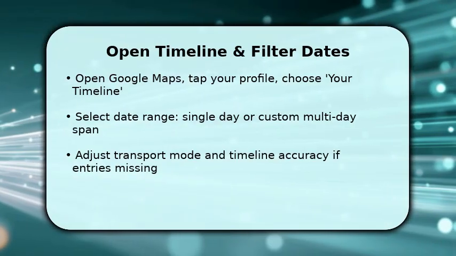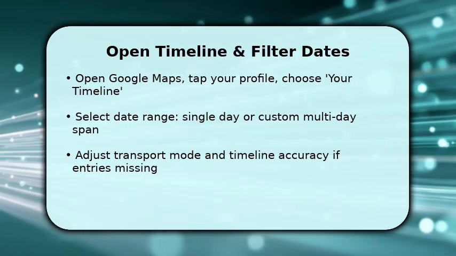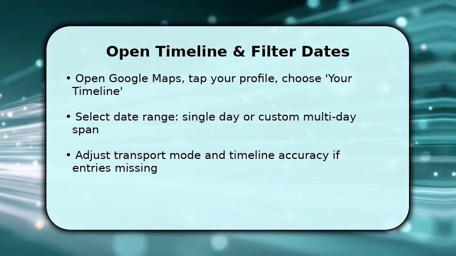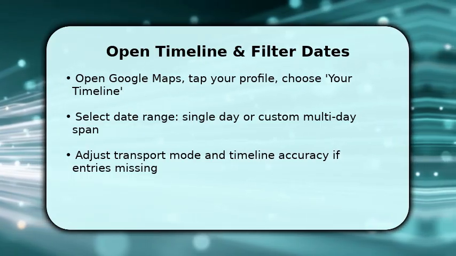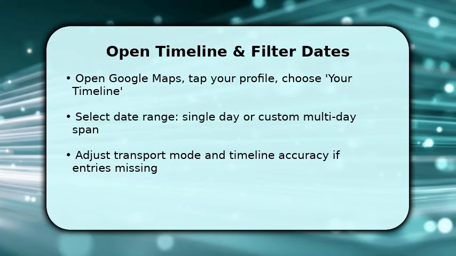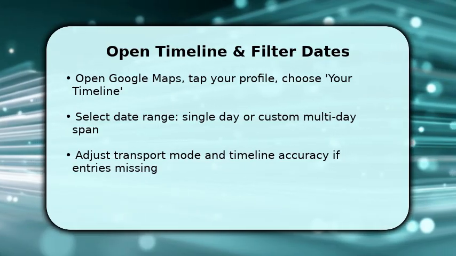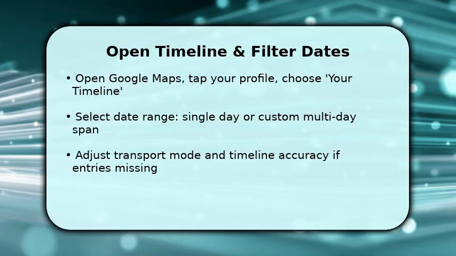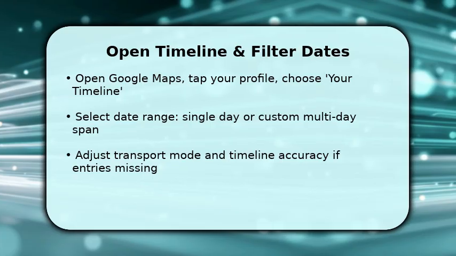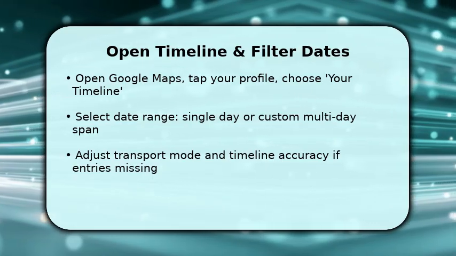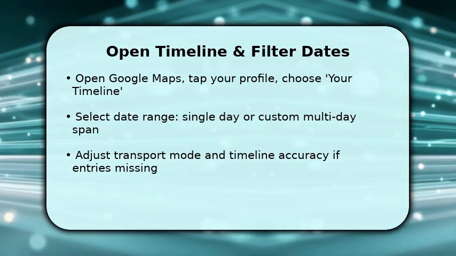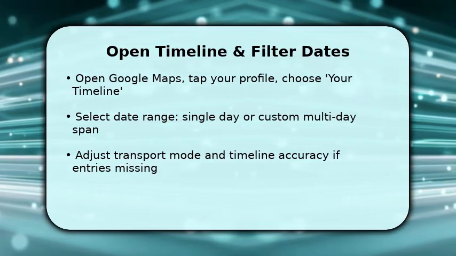Next, open Google Maps, tap your profile icon, and select your timeline. You'll see today's route. Make sure to pick the exact date or custom range you need. Once you choose a day, review the timeline entries, stops, routes, and times, and use the transport mode filter to separate walking, driving, or transit. If entries look coarse, tap specific stops to view place details and timestamps. You do this to verify each recorded segment and to correct misclassified trips or add missing places manually.